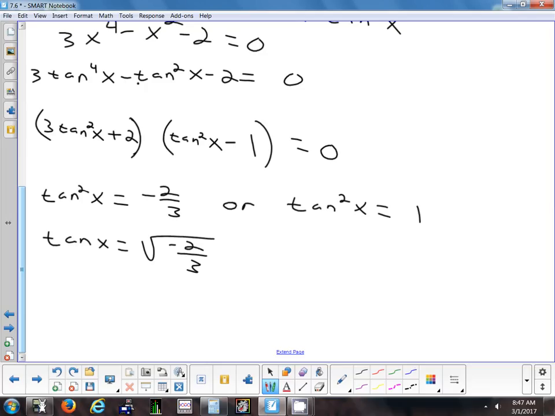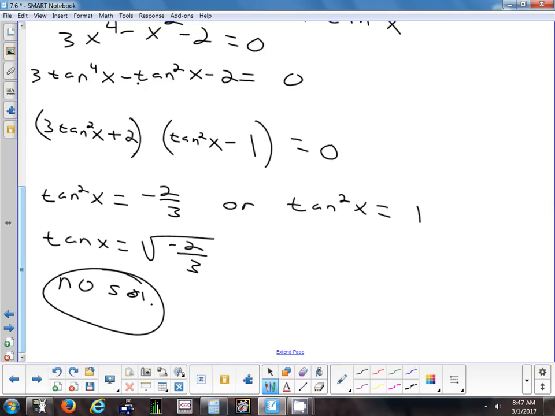Zach, any thoughts? Does anyone have any thoughts about that? Yeah, good luck trying to solve that. How come? It's imaginary. You're trying to take the square root of a negative number, so you can stop. If it wasn't imaginary, then I would be taking the inverse tangent of it. But since it's imaginary, I'm not even going to bother. You can't take the square root of a negative. Let's look at the other side.